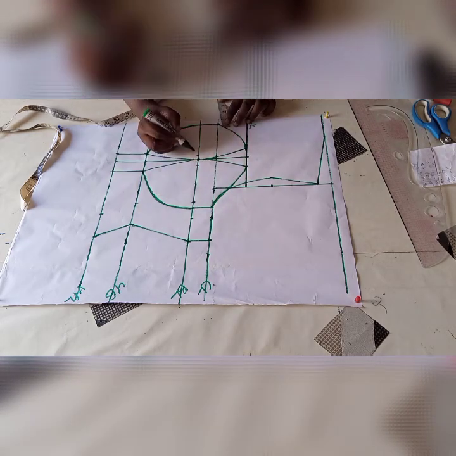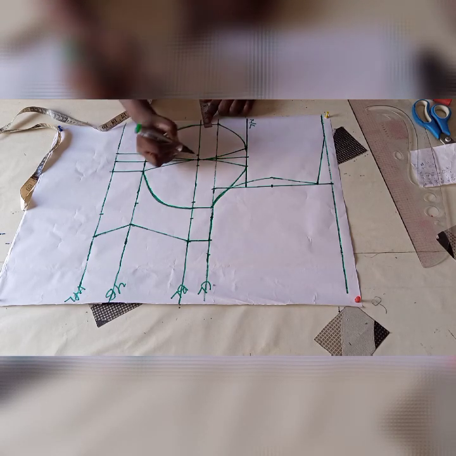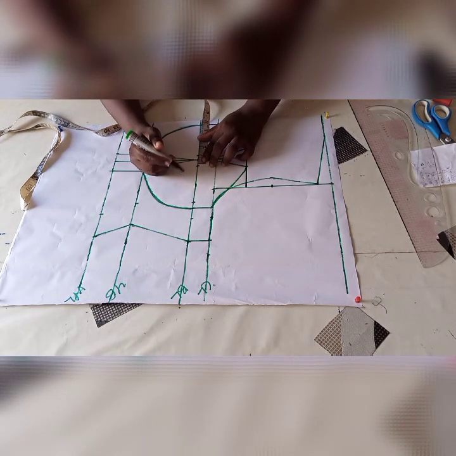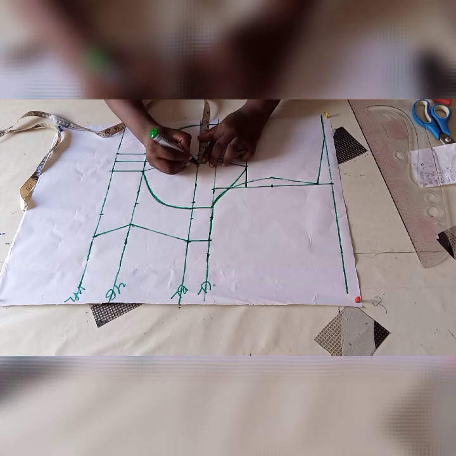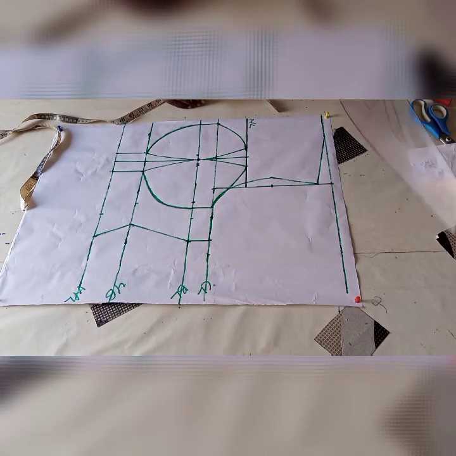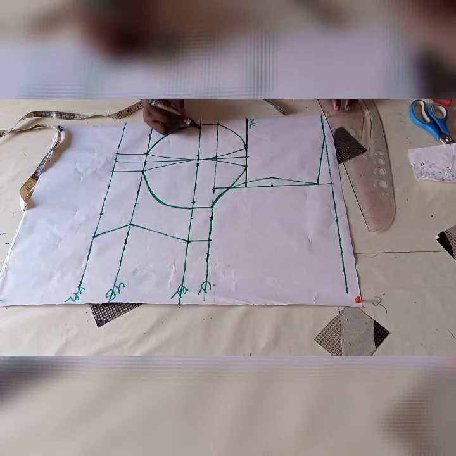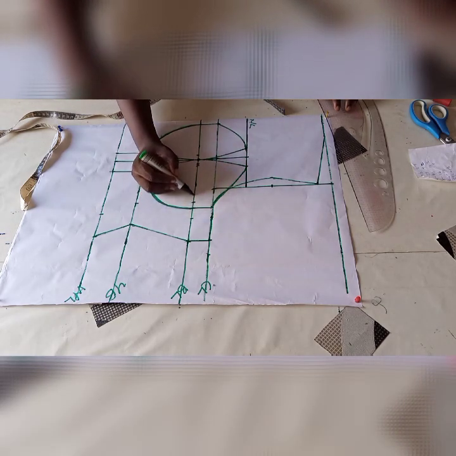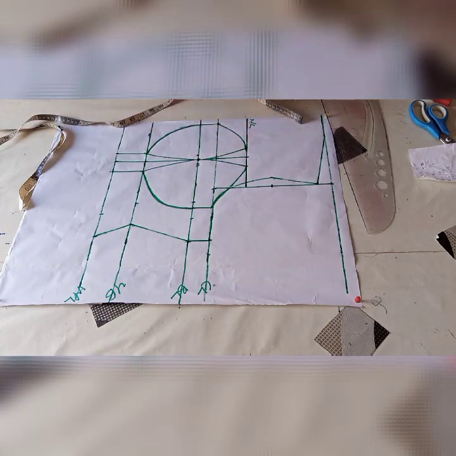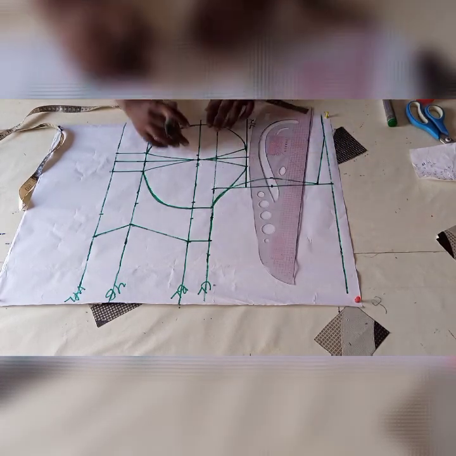From this point, we go inward by ½ inch. We go outward by ½ inch also. Sorry, let me take my measurements right here. So this is our ½ inch. This is our bust line, this place. Let me use the red marker for better understanding. So from here, this is our bust line.